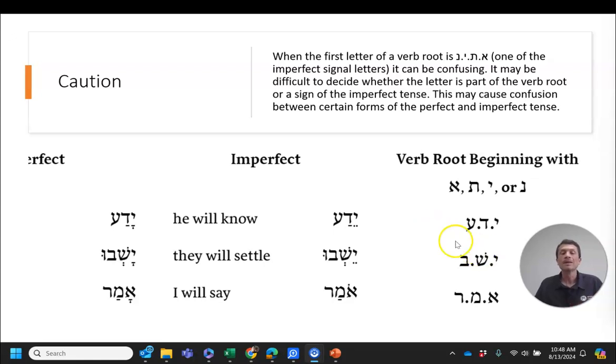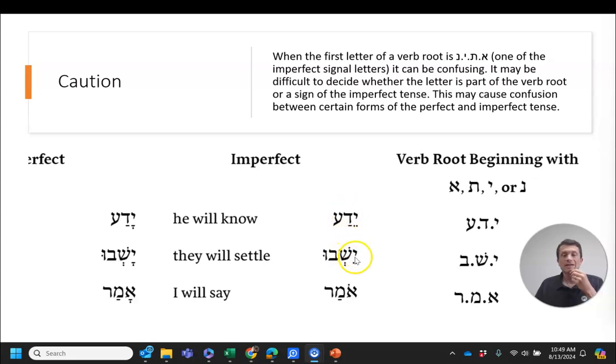So for example, this first one here, yeda, you're like, I know yada means to know. There's only 3 letters. Maybe that's the perfect form. And he knew. Well, the problem there is the vowel pointing's not right. The perfect is yada. It's got the kametz patach, long A, short A. That's the perfect third masculine singular. See, the vowels aren't the same. And that should be the signal that this isn't a perfect. Maybe that's a signal letter of the imperfect. And that yod is not actually part of the root. It's the third masculine singular signal letter.